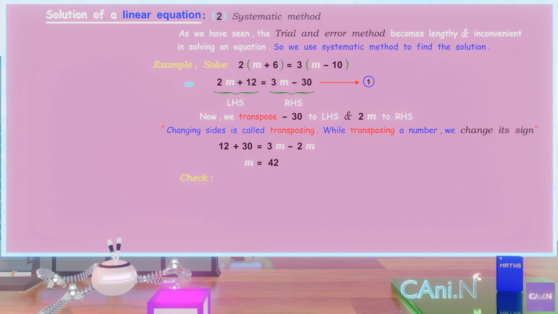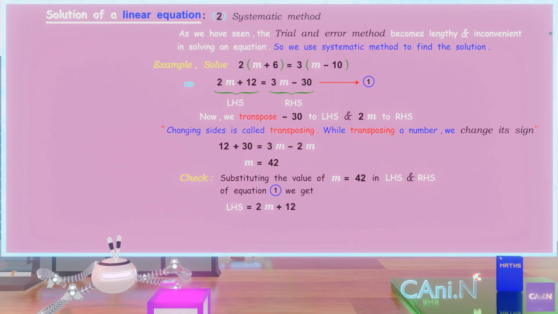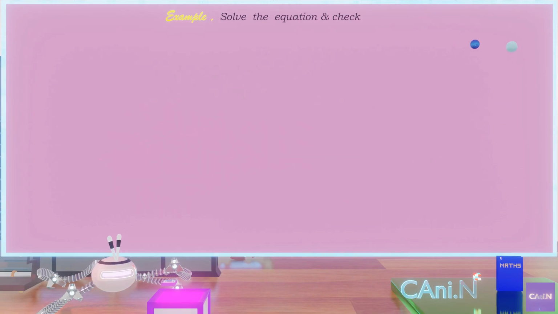Now, let us check. Substituting the value of m equals 42 in LHS and RHS of equation 1, we get LHS equals 2m plus 12 equals 84 plus 12 equals 96. RHS equals 3m minus 30 equals 126 minus 30 equals 96. Therefore, LHS equals RHS.